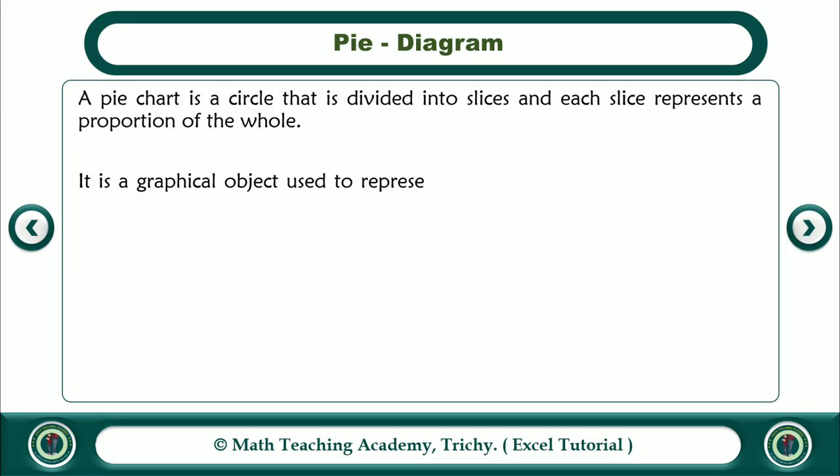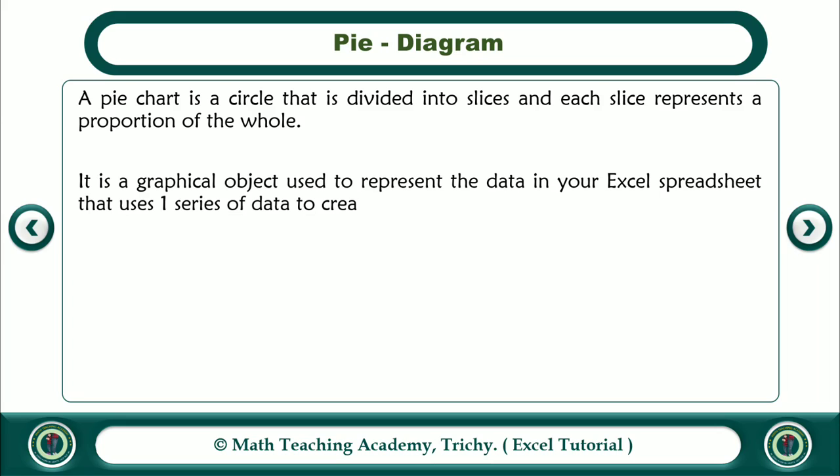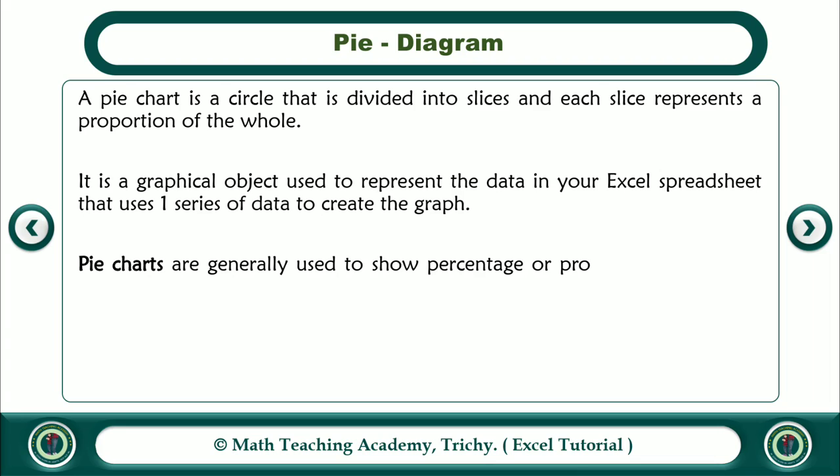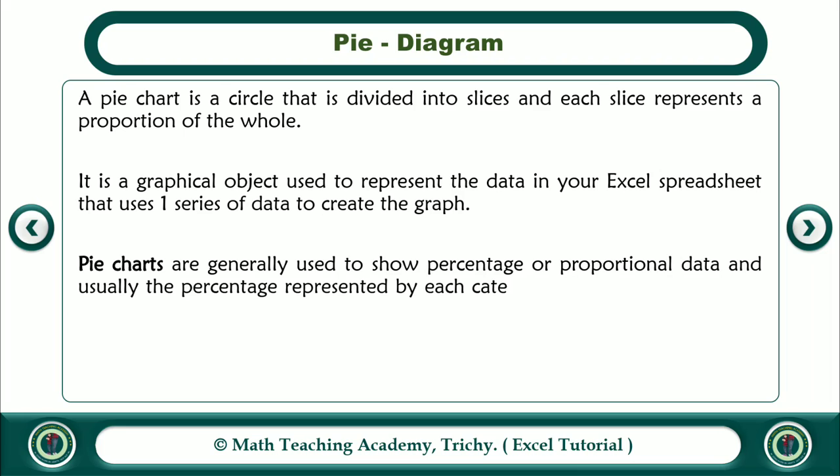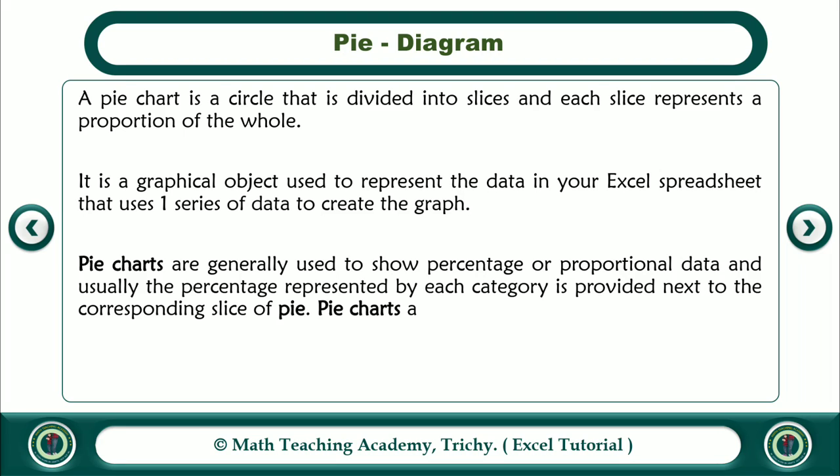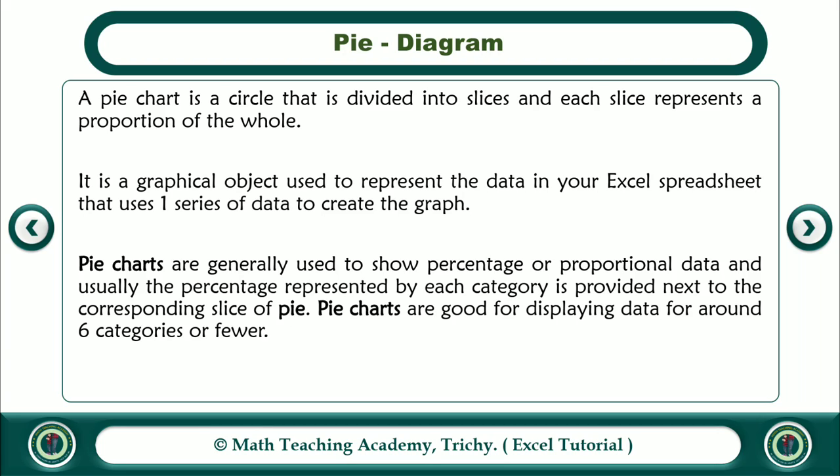It is a graphical object used to represent the data in your Excel spreadsheet that uses one series of data to create the graph. Pie charts are generally used to show percentage or proportional data, and usually the percentage represented by each category is provided next to the corresponding slice of pie. Pie charts are good for displaying data for around 6 categories or fewer.